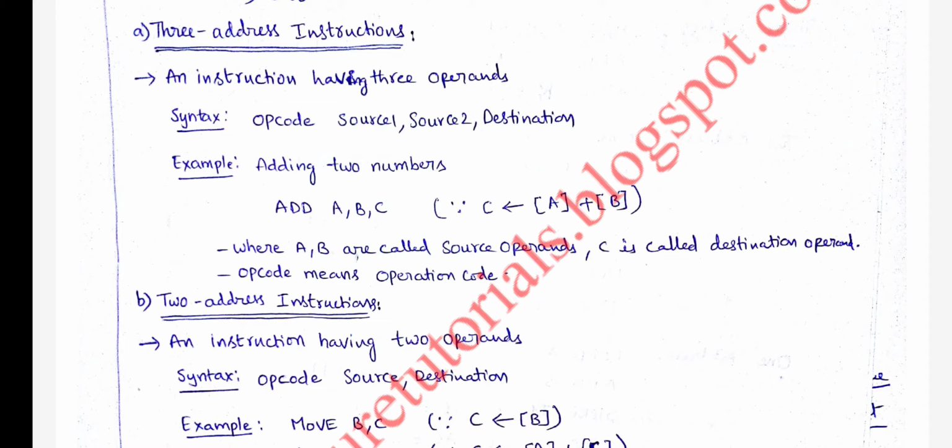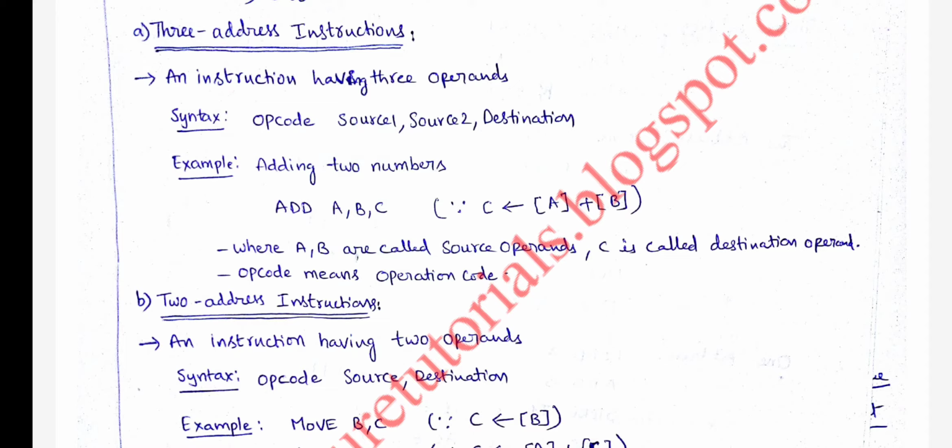See example, adding of two numbers. Our aim is to add two numbers. The instruction is add. It is nothing but the opcode which is used to add two numbers. Add, source 1 A, source 2 B, destination is C. It's nothing but simply C, A plus B to C.